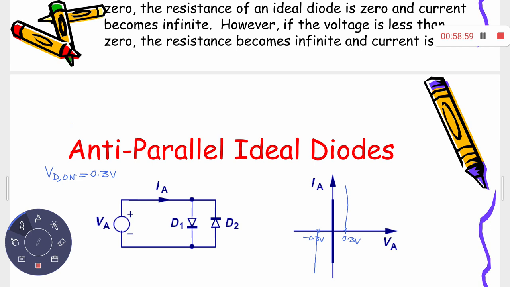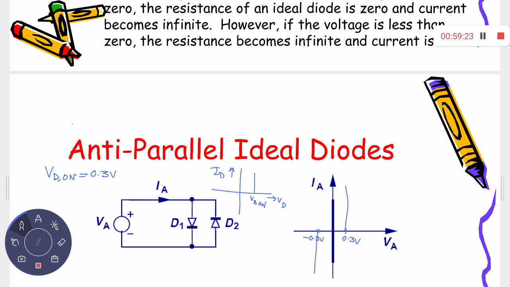I am saying that it's not an ideal diode. Rather, this diode follows the constant voltage model. Constant voltage, you understand? This is VD on. If this is your VD, this is your ID. That is a constant voltage model.